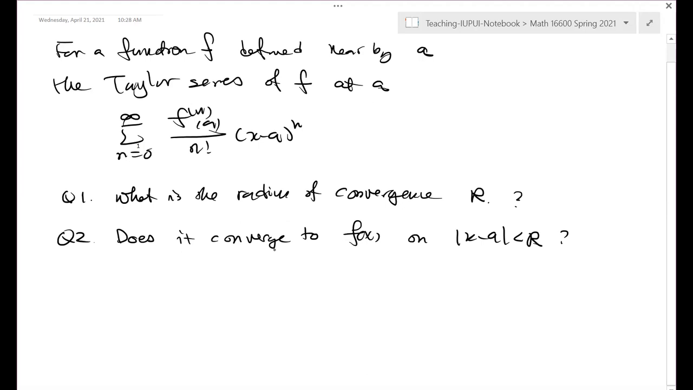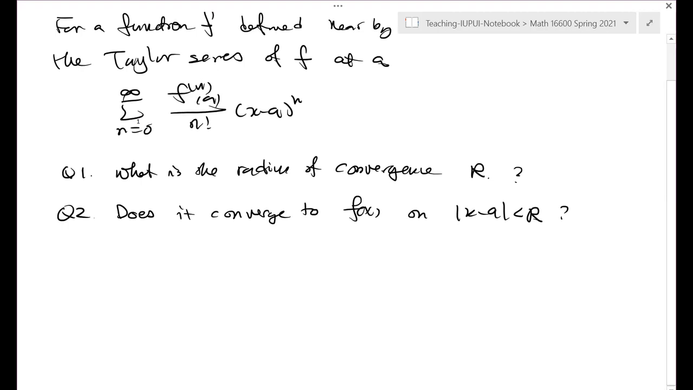Sometimes yes, sometimes not. There are some functions that are differentiable as many times as you want, and you get a Taylor series, but the Taylor series does not converge to the function on its interval of convergence. So these are the two questions. Taylor already answered your questions. Okay, we can find them. So that's Taylor's result.